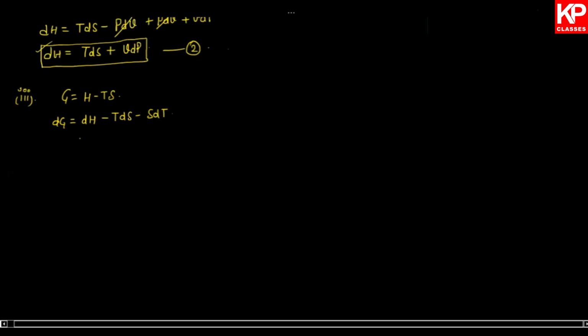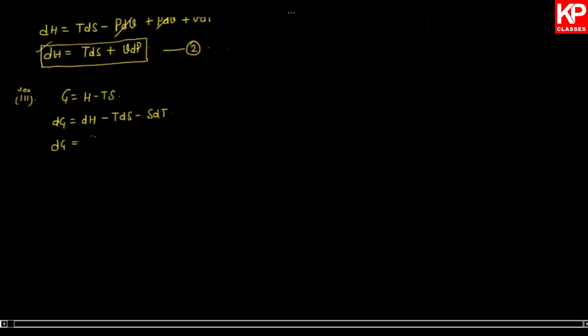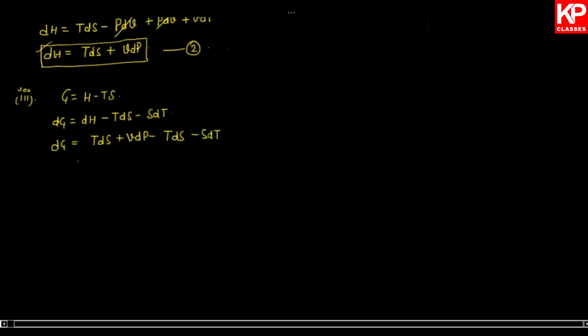Okay, so dH we have already calculated from expression number 2, and we will be obtaining the value as TdS plus VdP minus TdS minus SdT. Okay, so this plus TdS and minus TdS will cancel out, and dG is nothing but equal to VdP minus SdT. Okay, and this is expression number 3.